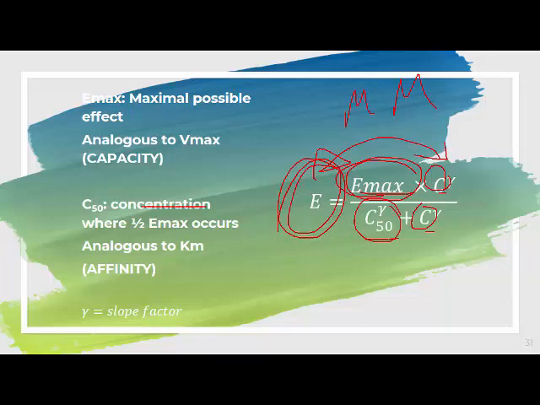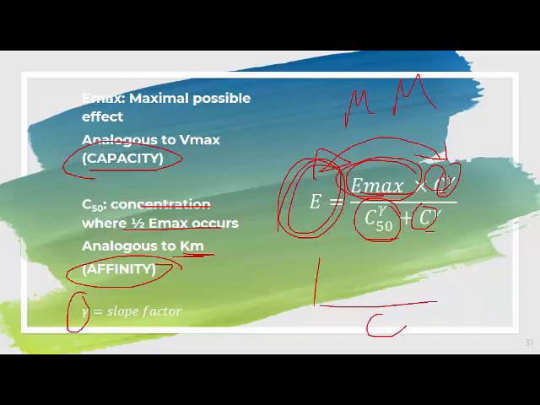C50 is the concentration where half Emax occurs. And again, you can think about half of the receptors that are needed to cause an effect being full. And it's analogous to Km. So this is the affinity and the capacity of the system and concentration. This gamma slope factor is really a mechanism to make the model fit, and does tell us something about that relationship between concentration and effect, doesn't it? About the slope, right? So this gamma.